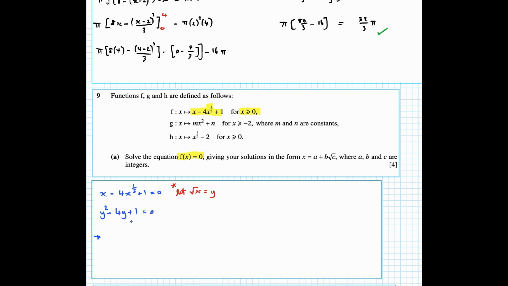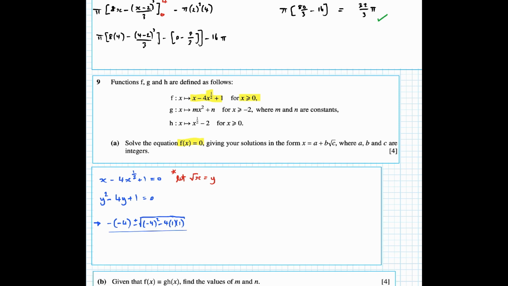Can you factorize it? Doesn't seem so. So we're going to use our quadratic formula. So minus minus 4 plus or minus root of minus 4 squared minus 4 times 1 times 1, all over 2 times 1. So you'll end up with 4 plus or minus root 12 over 2. You can simplify root 12 as well.